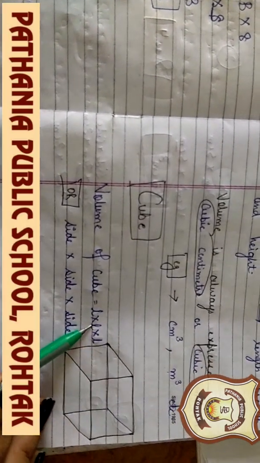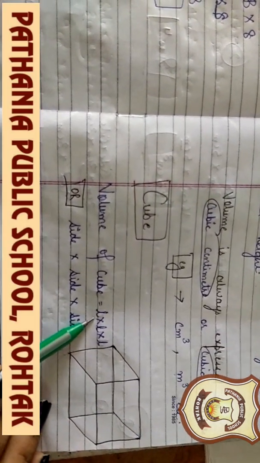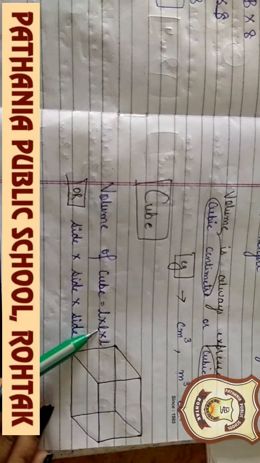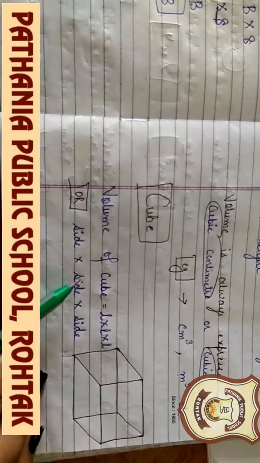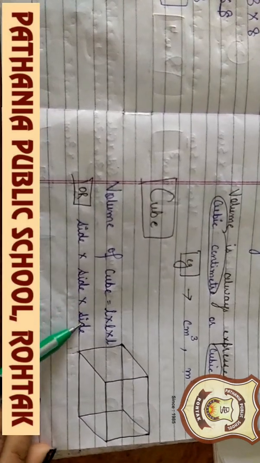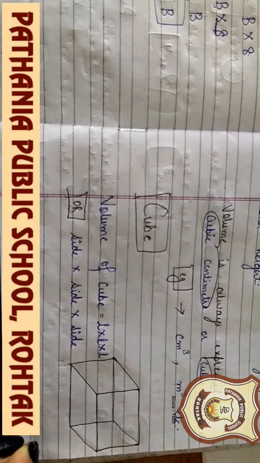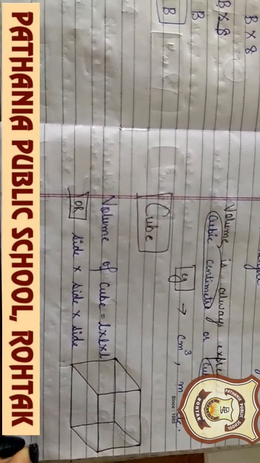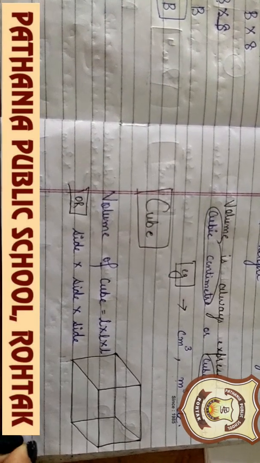Now what is the volume of a cube? L into L into L. L means length. Length multiply length multiply length. Or you can say side multiply side multiply side. Because in a cube, all the sides are the same. Here length, breadth and height, all the three are the same. In a cube, all the 3Ds are the same.